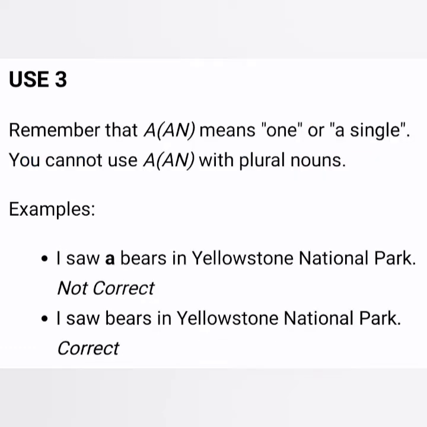Next, rule 3. Remember that a or an means one or a single. You cannot use a or an with plural nouns. Example: I saw a bears in Yellowstone National Park. This is not correct. A bears, not. I saw bears. So if it is plural, we should not use a and an.